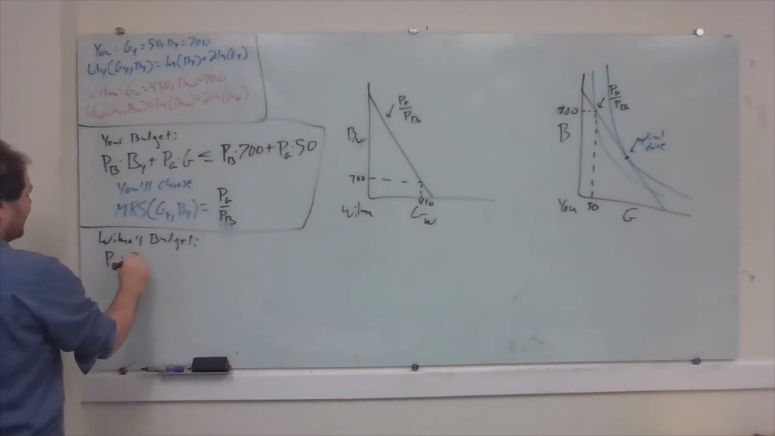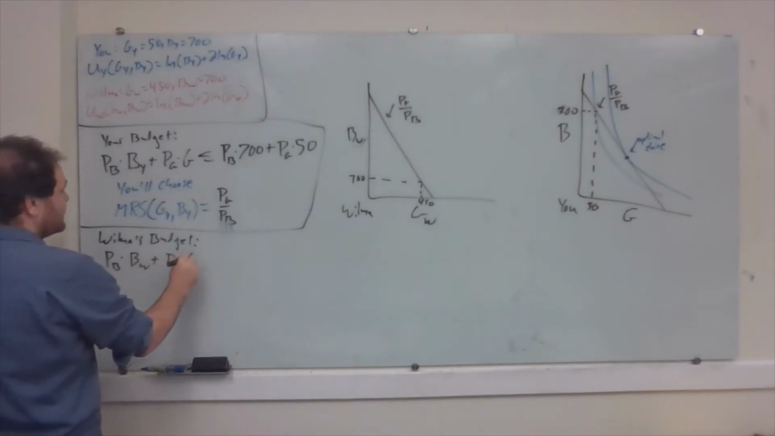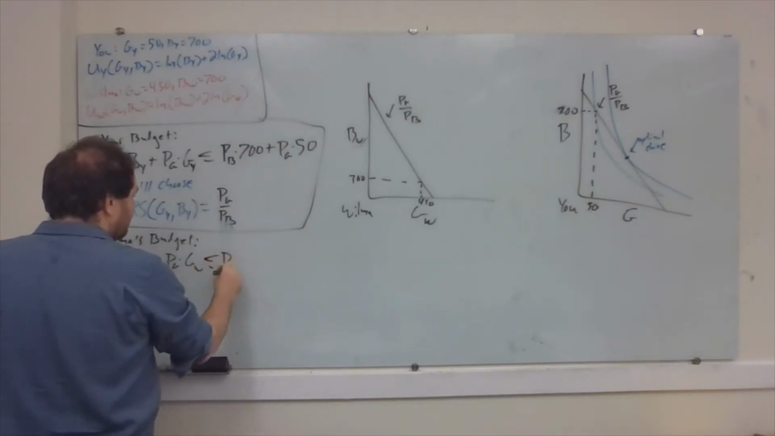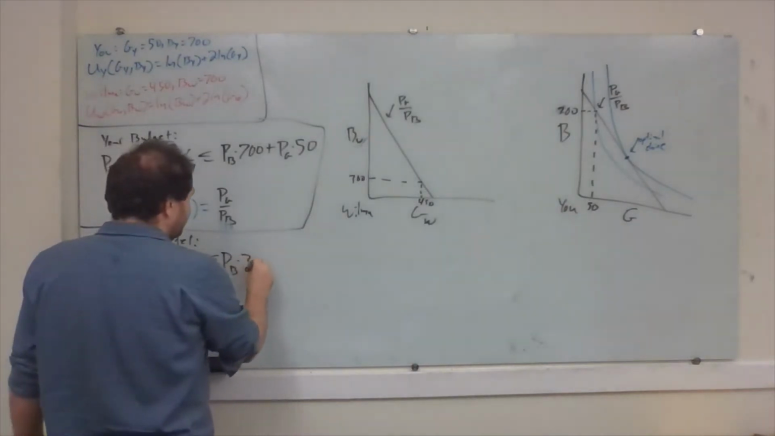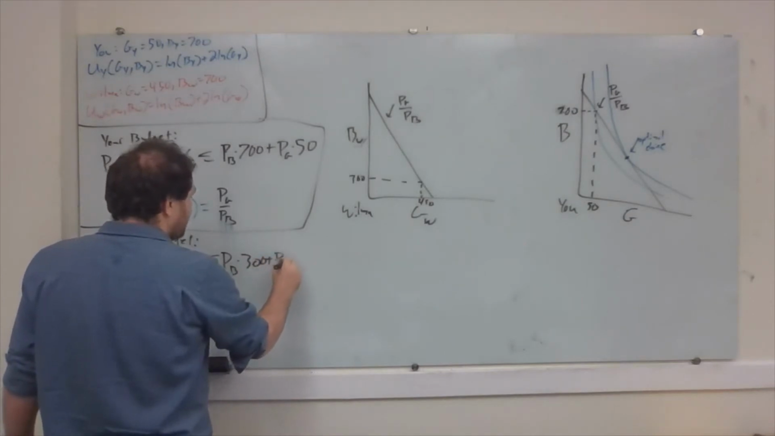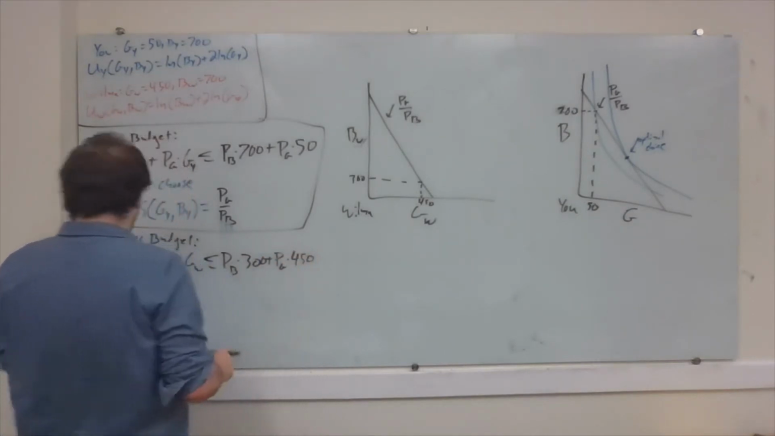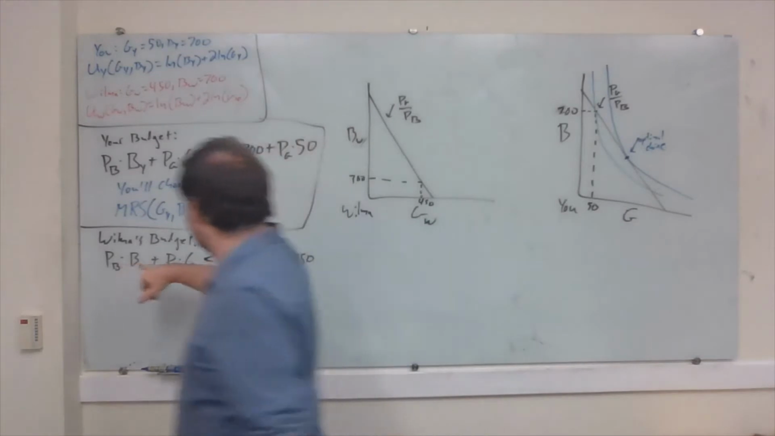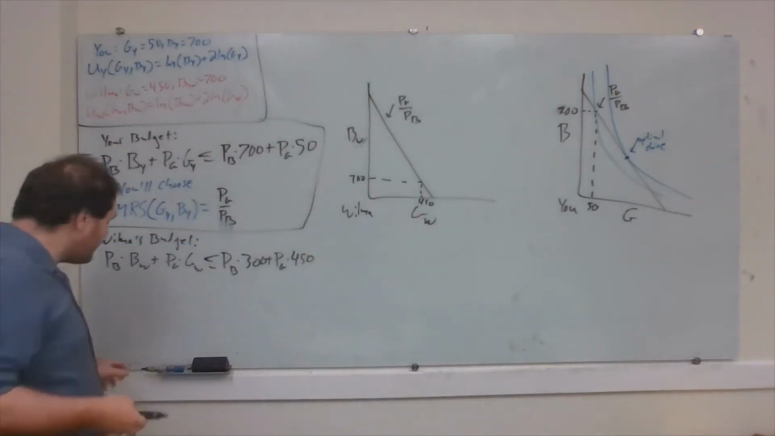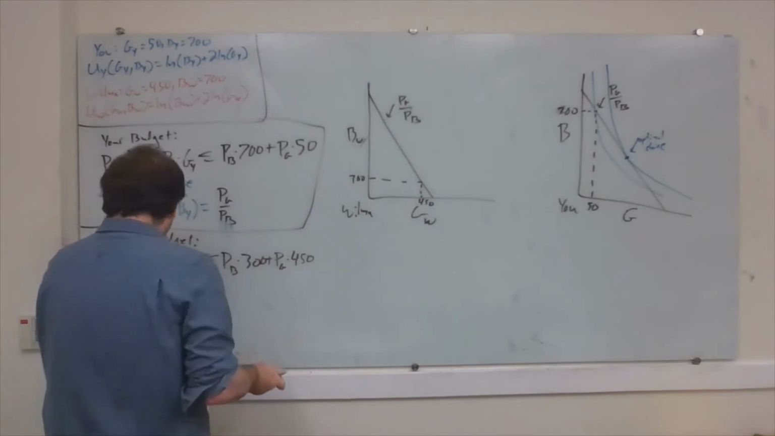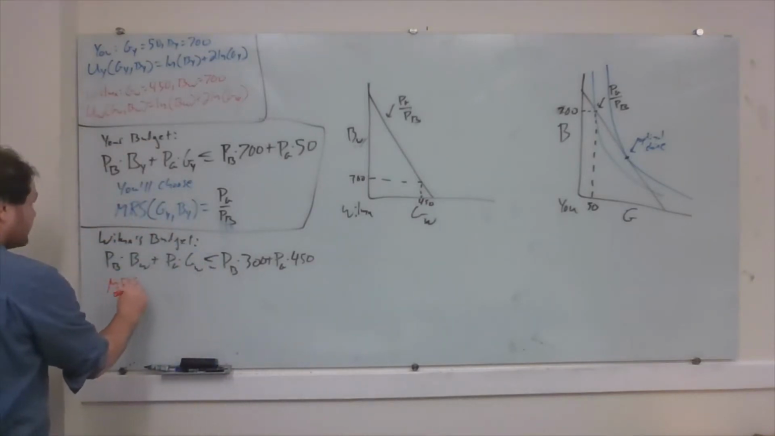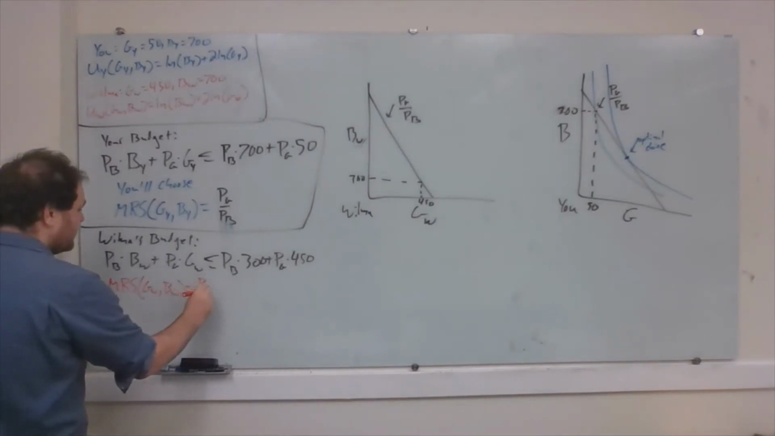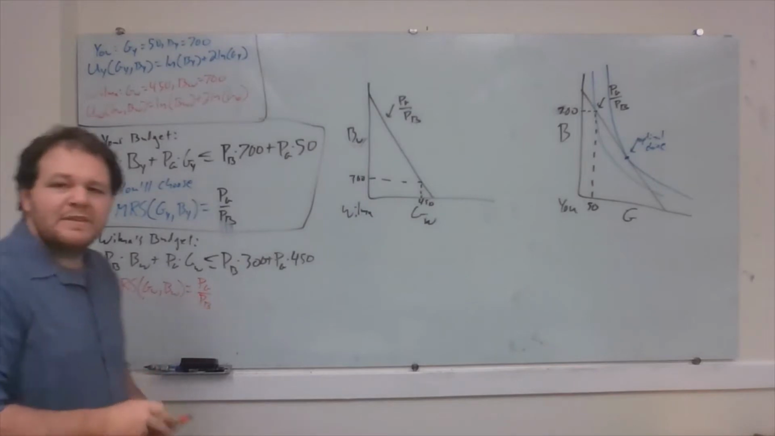PB times BW plus PG times GW is less than or equal to PB times the amount of beefaroni she has, 300, plus PG times the amount of Gatorade she has, which is 450. Exactly the same as you. The value of her income is going to be the value of her endowment. She's going to be able to afford any combination that's as expensive as her endowment. And just like you, she's going to choose where her MRS equals PG over PB. This makes sense?